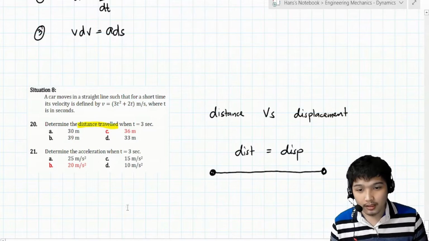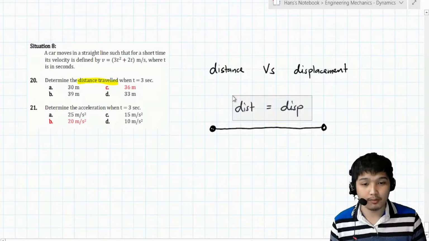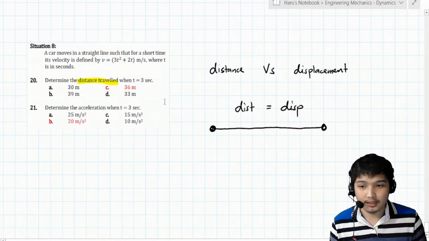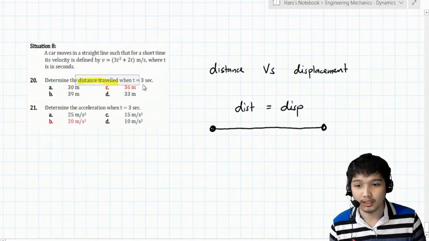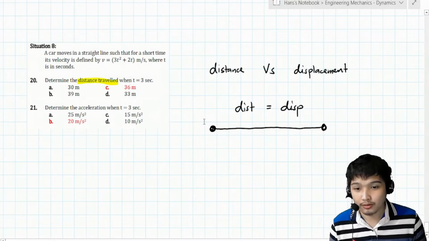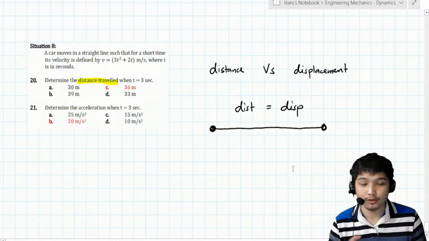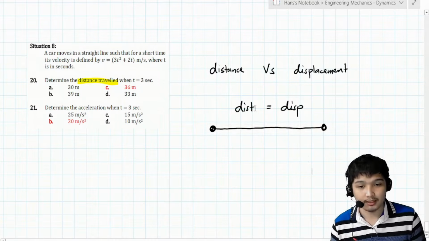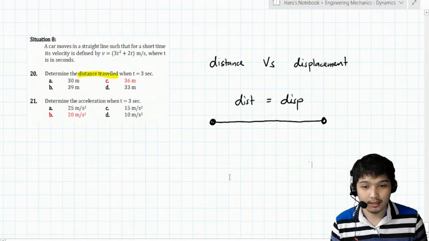Pero kapag katulad nito na ang distance ay equal to displacement, we can say na ang tinatanong na lang dito is yung displacement niya. Determine the displacement when t is equal to 3 seconds. Yun ay kung yung particle is moving in one direction. So meaning to say, we can use yung equations kanina para ma-solve yung distance. Kasi nga pares na siya sa displacement. Okay, so sana gets yan guys.